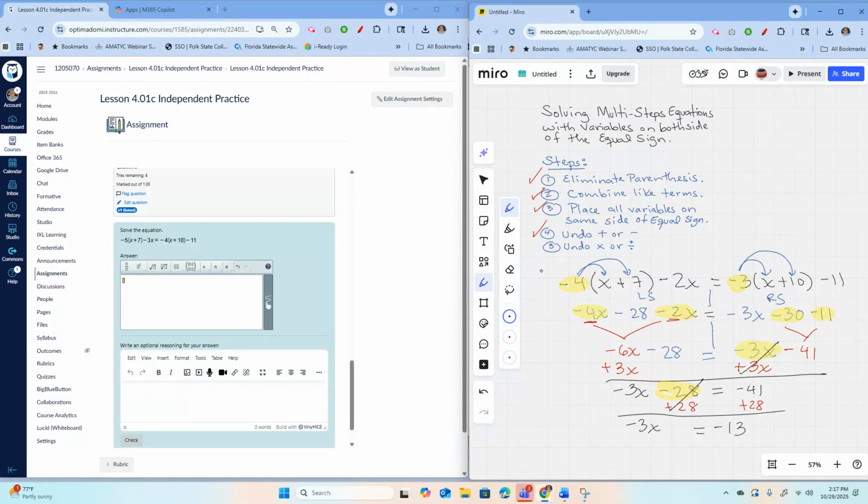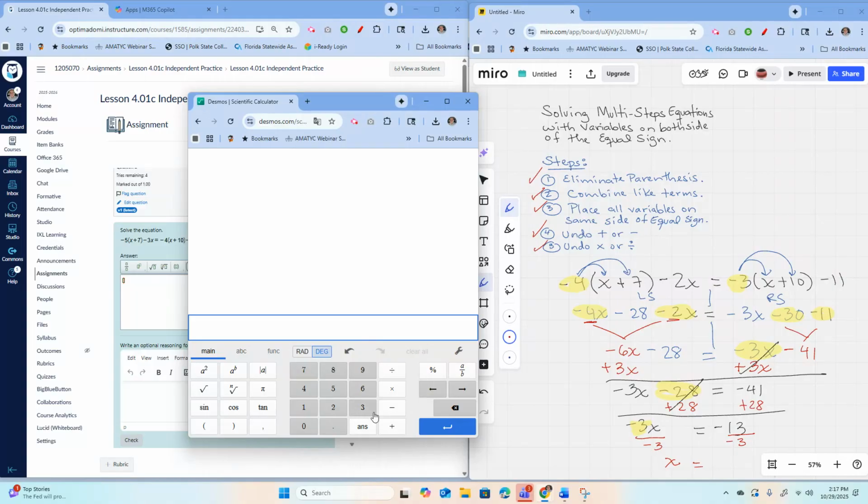And finally, the last step, step number 5, we're going to undo any multiplication or division. This -3 is multiplying. What's the opposite of multiplying by negative 3? It is to divide by negative 3. Whatever you do on one side, you do on the other. And when you do that division, negative 3x divided by negative 3, that will be x. And again, use the calculator. So I'm going to do the division of negative 13 divided by negative 3.